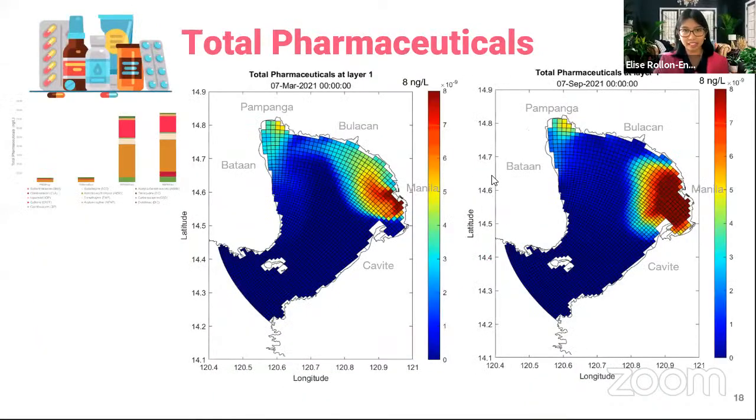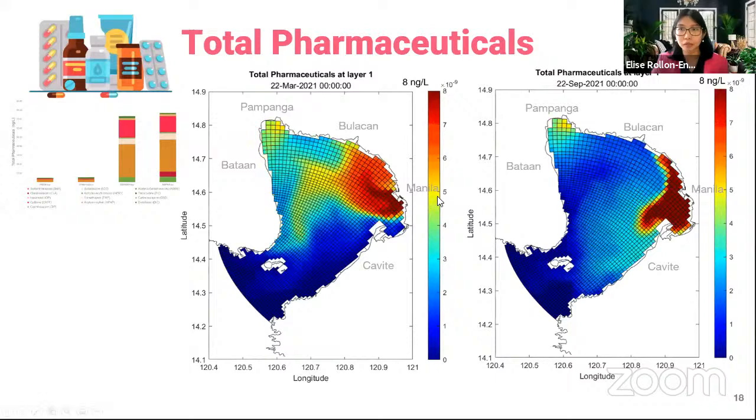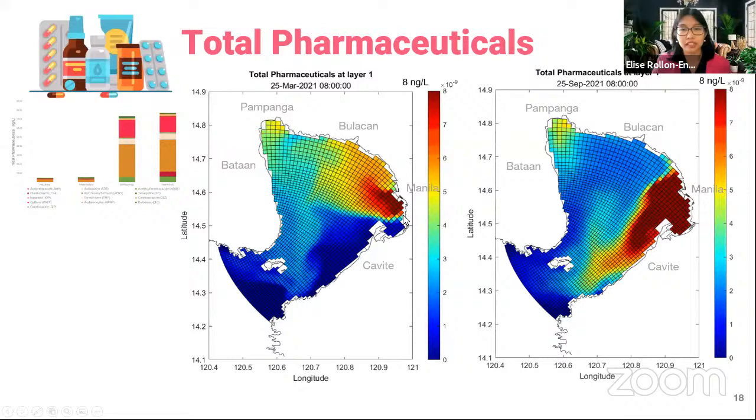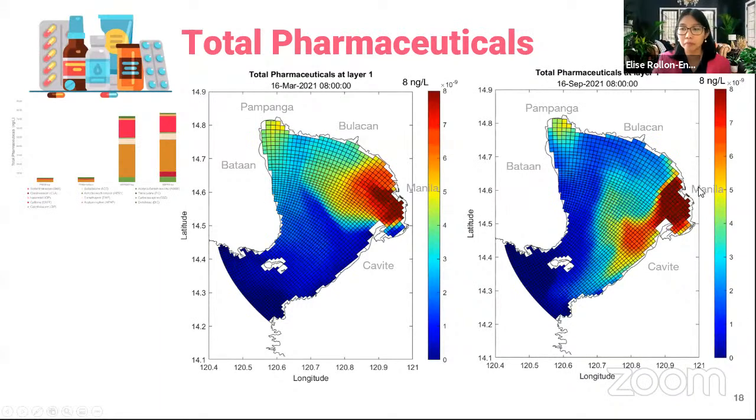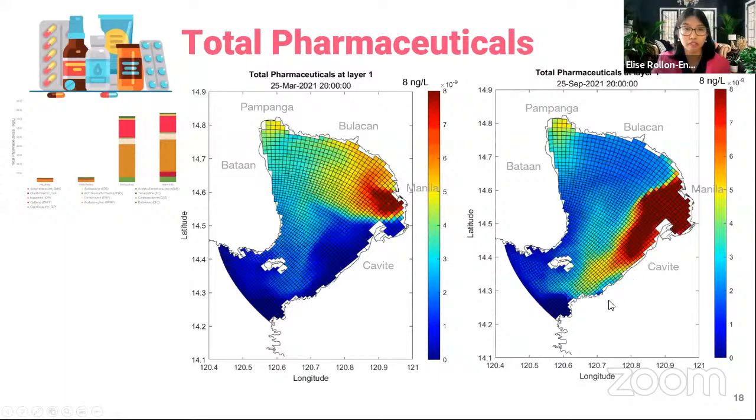Let's look at the total pharmaceutical concentration as a result of the water circulation. These graphs, the maximum is at 8 nanograms per liter, and we can see that the highest concentration is at Manila from Pasig River going to Bulacan and then to Pampanga during the March winds. But in September, the concentration is from Manila going to Bulacan and going to Cavite southwards.